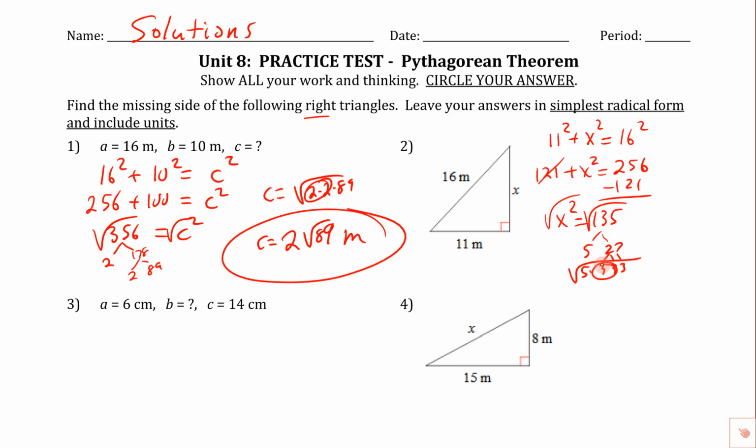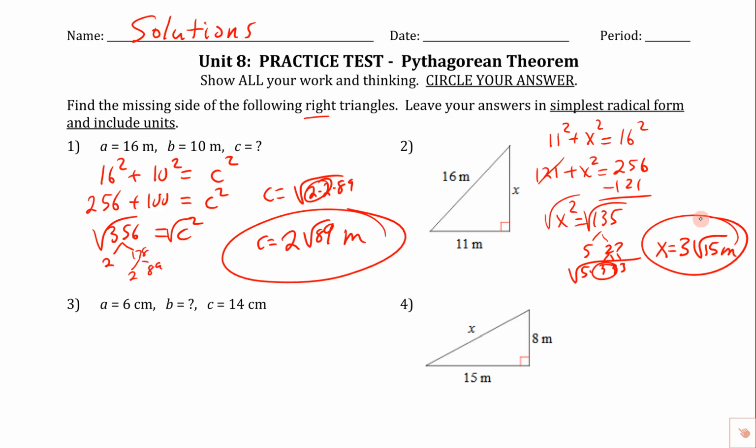So I've got a pair of 3's. So I'm going to have x is equal to a 3 on the outside and then a 3 and a 5 stuck on the inside. So that's going to be a 15, and remember that's in meters here. So there's our answer. Written in exact form, we're all set to go.